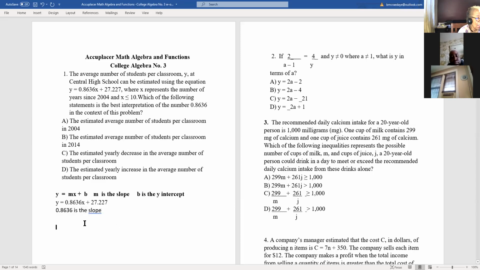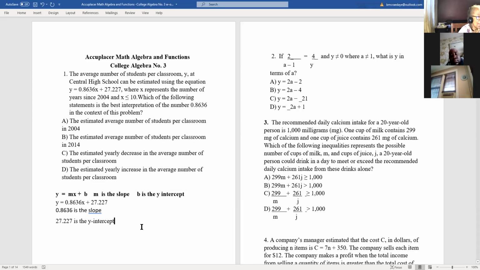And what's the y-intercept? 27.227. So let's just put that there. So that is the y-intercept. Okay.